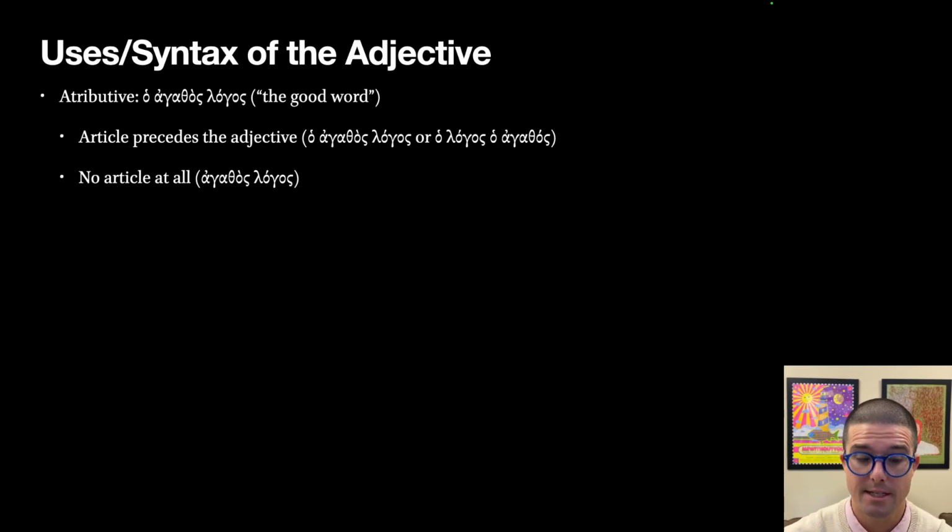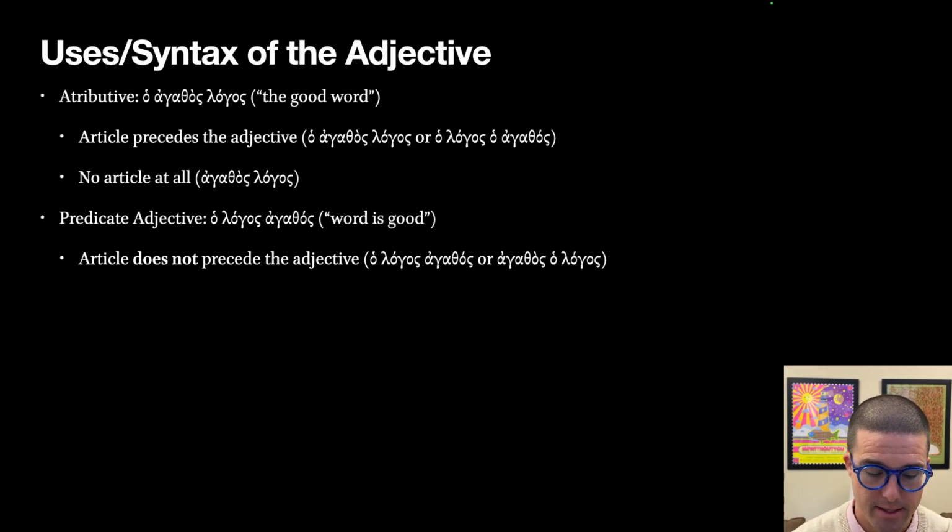An attributive adjective is either going to have the article preceding the adjective, or if the noun is indefinite, that is, it is a rather than the, you won't have any article at all before either the noun or the adjective. So a good word. Or you could even switch this word order. That's going to be a little bit less common. A word, a good one, would also be the attributive use of the adjective agathos there.